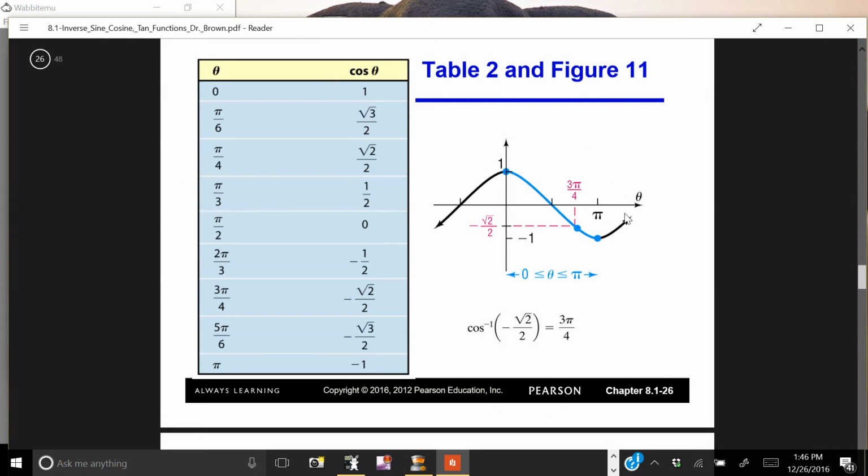You can also develop a table of theta and cosine of theta, and then look for minus the square root of 2 over 2 for the cosine function, and find out that angle is equal to 3 pi over 4.